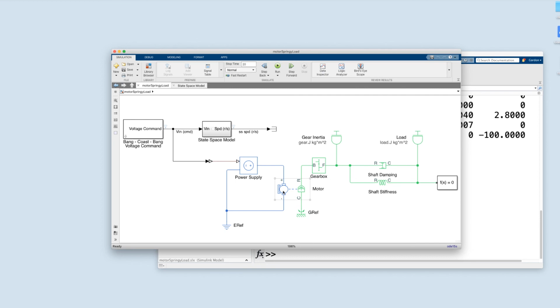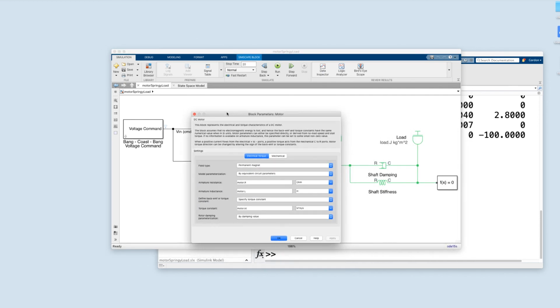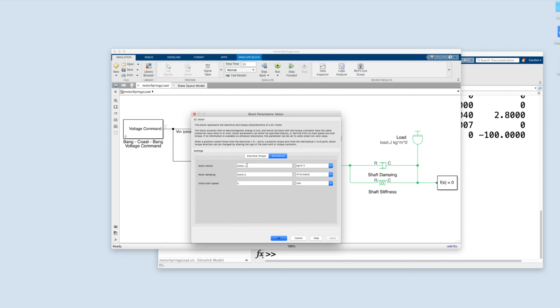And if I double click into this motor block, look at all those cool things. I get to set the armature resistance, inductance, the torque constant, motor inertia, motor damping, viscous damping, etc. So you can see that this is a more sort of low-level way of specifying the parameters.